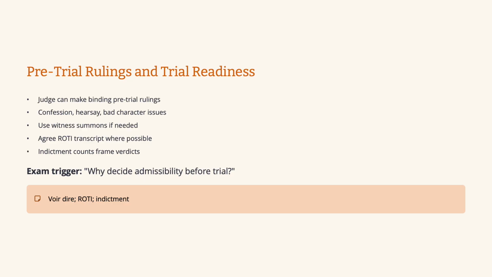So finally, remember the indictment counts frame the verdict. The jury can only convict on counts included in the indictment. So ensure the indictment properly reflects the prosecution case. So in the exam, they can ask, why decide admissibility before a trial? So to avoid, of course, wasting jury time on evidence that might be excluded, and to allow proper trial and time management.